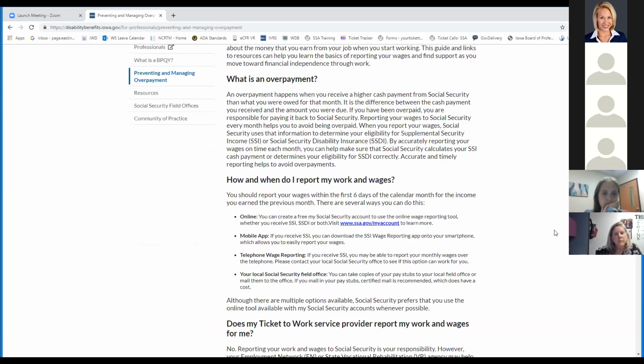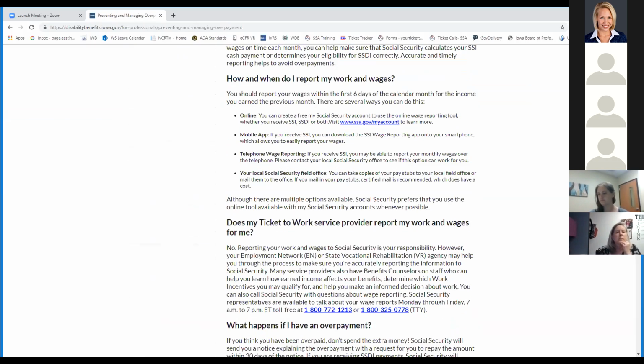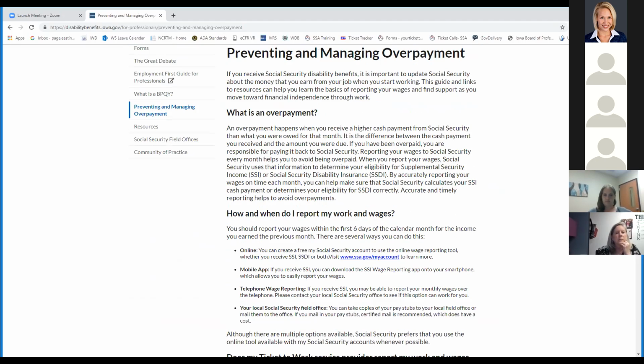There's information on preventing and managing overpayments, which is a huge part of benefits planning. Most people get in a situation at some point where they have forgotten to report wages, or they've done it after the fact, and they have received a check that they shouldn't have gotten and possibly spent that check, and now they're working on paying it back. And so this contains information about wage reporting, but also just preventing, as much as possible, an overpayment situation.